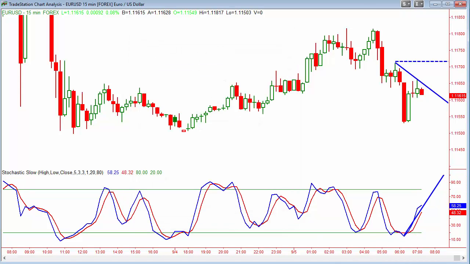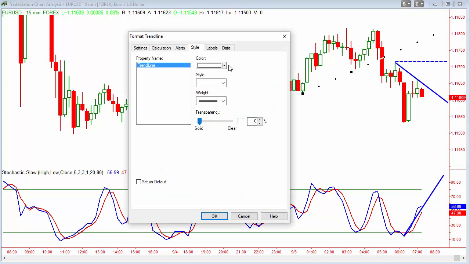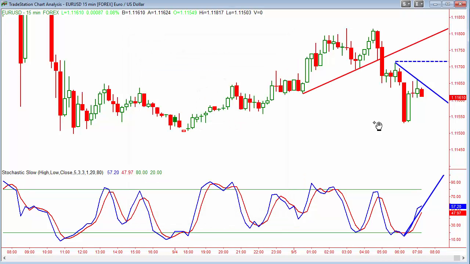That is divergence, and it's hidden divergence, and that means that we should get a move to the downside off of this divergence. The reason I say to the downside is because the hidden divergence was on the highs. If it was on the lows, for example, from this low to this low, and I'll do that one in red so you know the difference, in price you're making higher lows, but on the stochastics you're making lower lows.